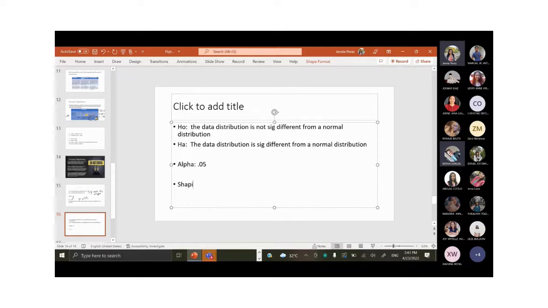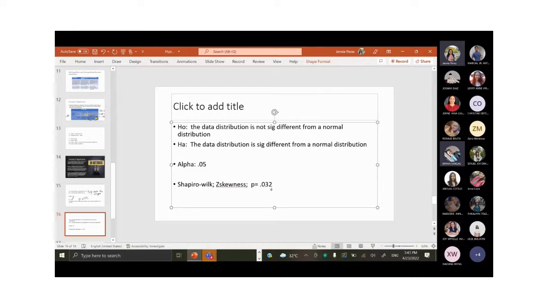Anong ginawa mong test? Shapiro-Wilk. Sinabi mo, Shapiro-Wilk. Or based on, sabihin natin, Z value. On Z value, Z skewness. Z value of skewness. Tiningnan mo doon. And then, after statistical test, maglalabas si Shapiro-Wilk or Z skewness ng p-value. So, lumabas yung p-value mo na, kunwari, nilabas niya 0.032. Okay. So, ngayon, based on this p-value, now you make your conclusion.